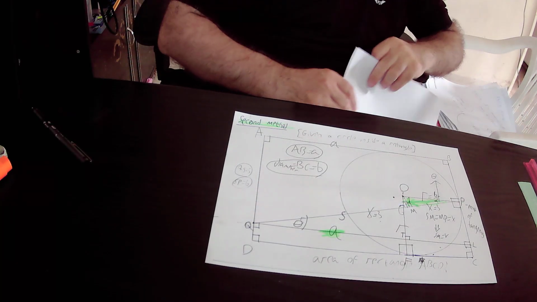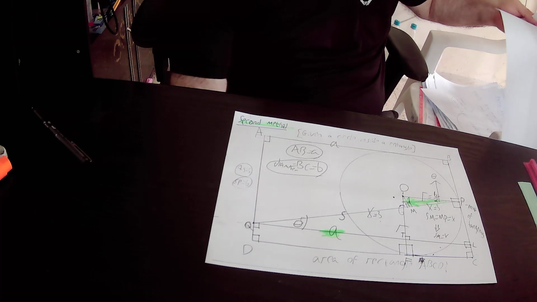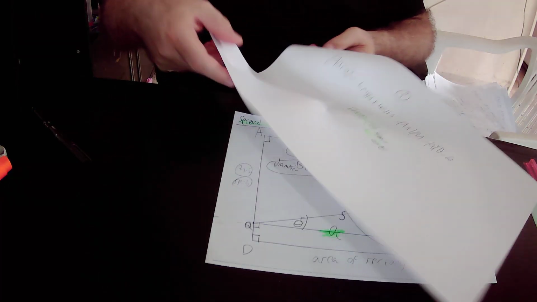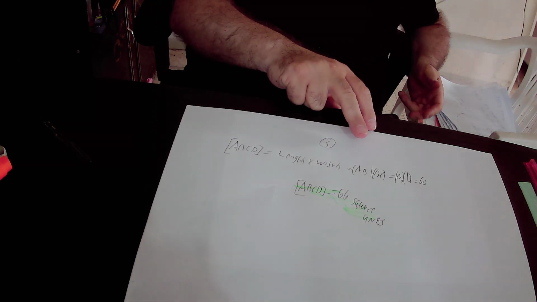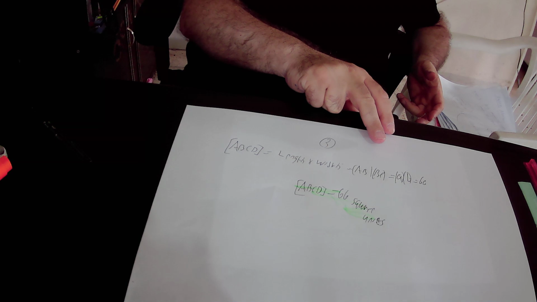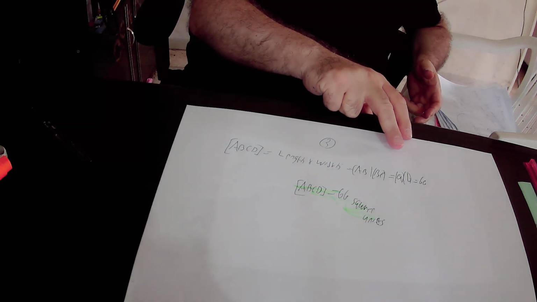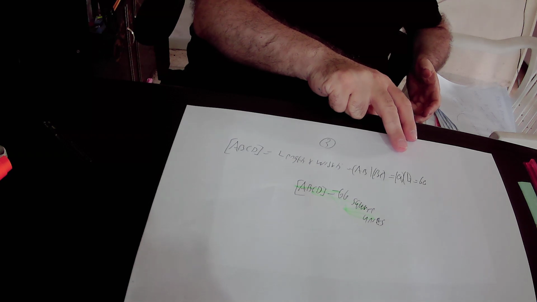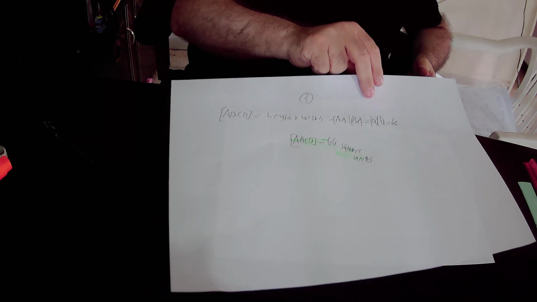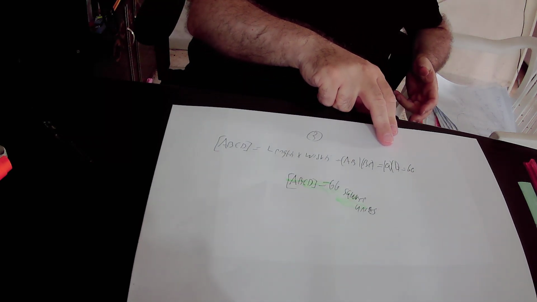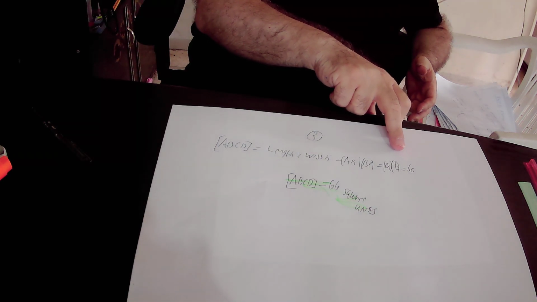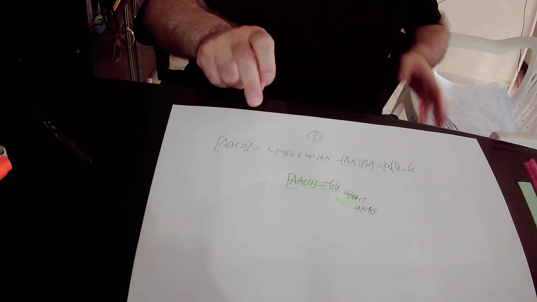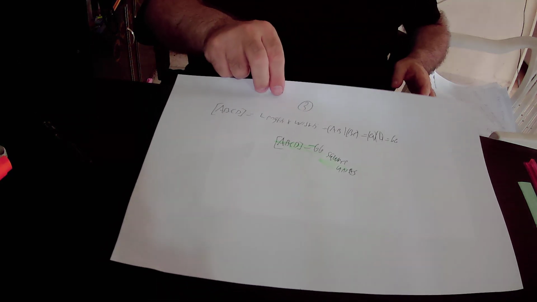So here, the area of rectangle ABCD is equal to the length times the width. The length is AB, the width is BC. AB equals A according to our definition, and BC equals B according to our definition. So in conclusion, the area of ABCD equals A times B. But we just found that A times B equals 66. So the area of rectangle ABCD equals 66 square units.